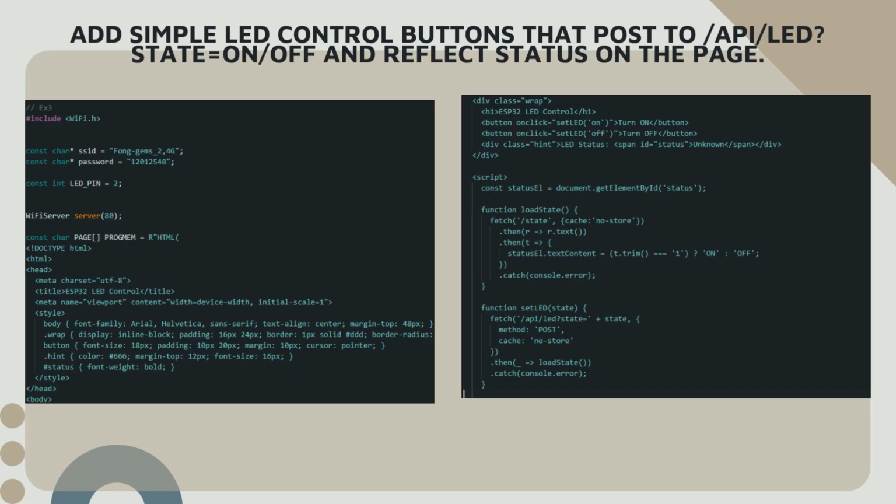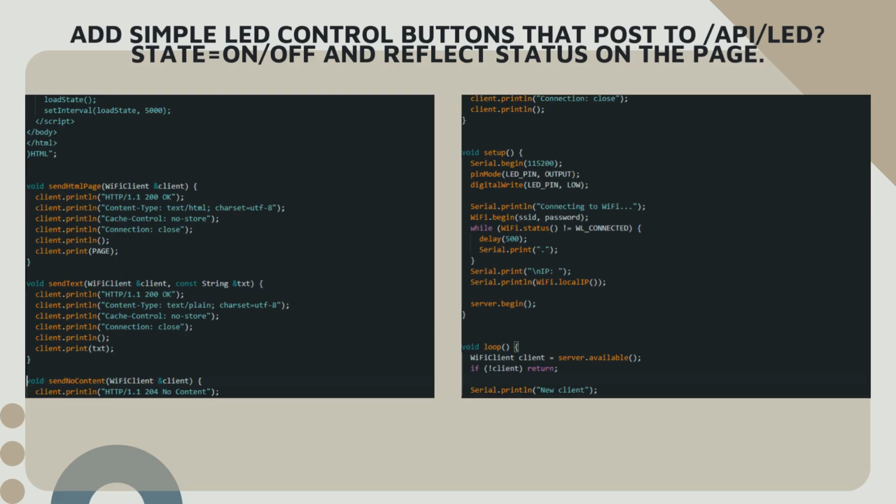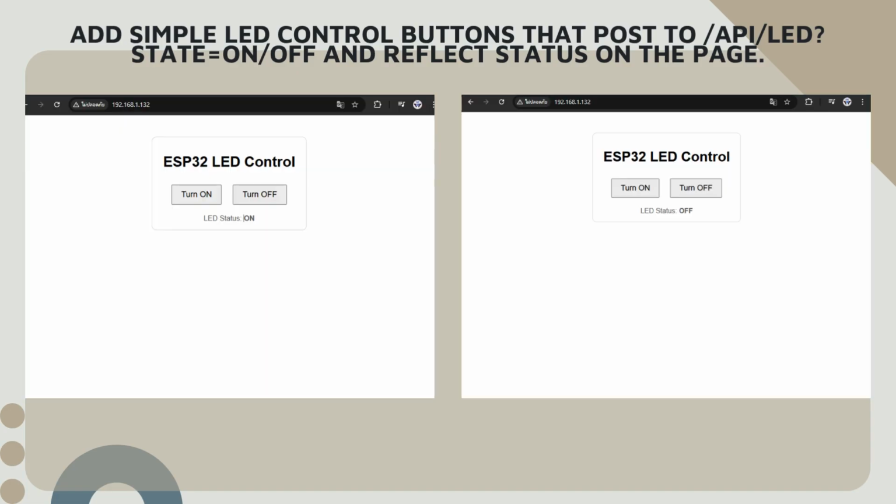The last exercise is to add simple LED control buttons that post to the API LED state and reflect the status on the page. This one is quite simple too, because we just have to add the POST method in the code and change the toggle button into an on button and an off button. The code is quite simple like this, and the output is kind of the same.